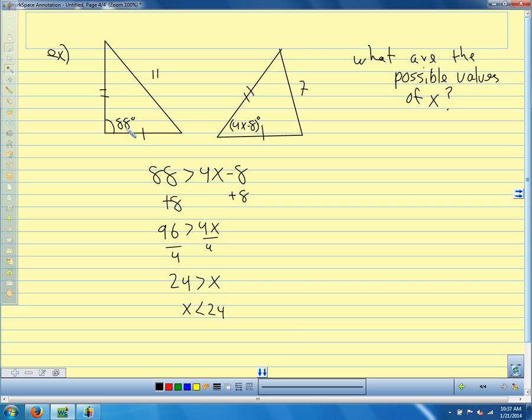We need one other piece. We need the other side of our piece. We need a range. The 4x minus 8 has to be bigger than something in order for us to have a triangle. If we have this angle 4x minus 8, it has to be bigger than what angle to give us a triangle?